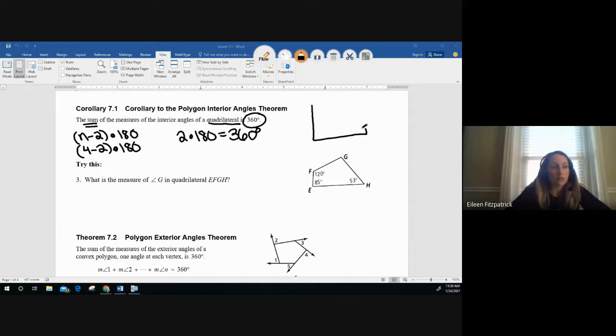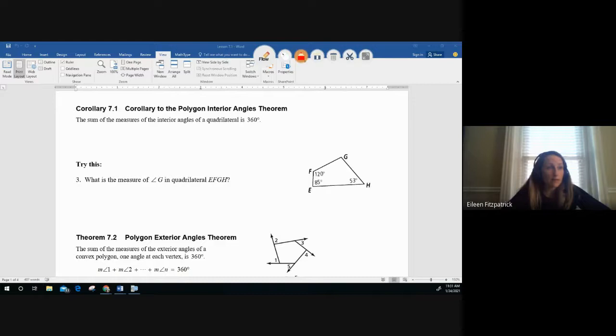Also, if it's a four-sided figure, remember, you can go to one of the vertices and draw all the diagonals. There's only one diagonal, so you have two triangles, and that's why we do 2 times 180. So that is a fact that you should know. You really shouldn't have to use the formula to figure that out. You should just know that in a four-sided figure, the interior angles always add up to 360. With that information, let's try number 3.